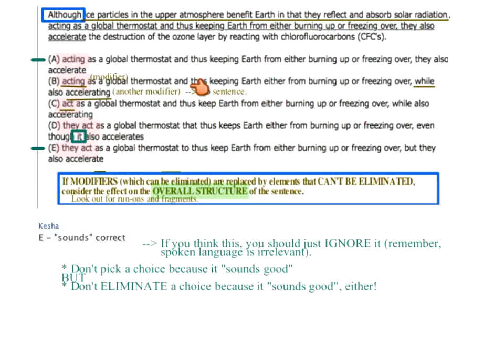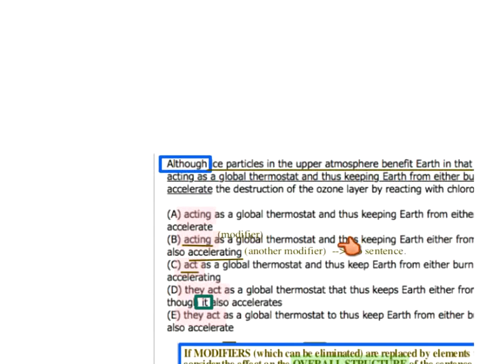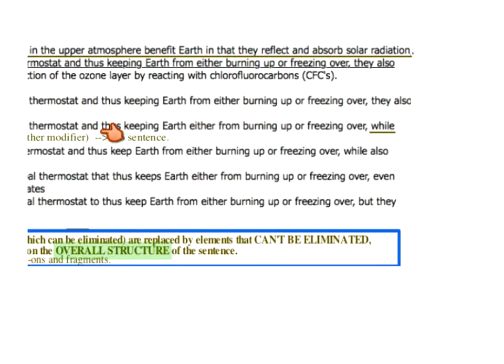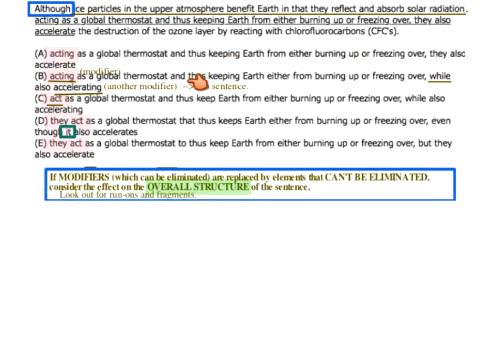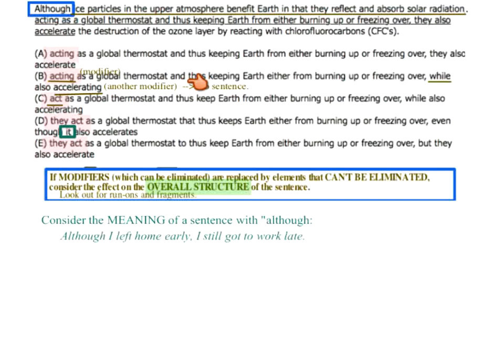Remember how although works. Let's go ahead and put this on another page. The way although works is it has to actually introduce a contrast. You actually have to have things that are in contrast with one another in order to use although. So consider the meaning of a sentence with although. Here's the example that I gave, which was a pretty simple example. Although I left home early, I still got to work late.